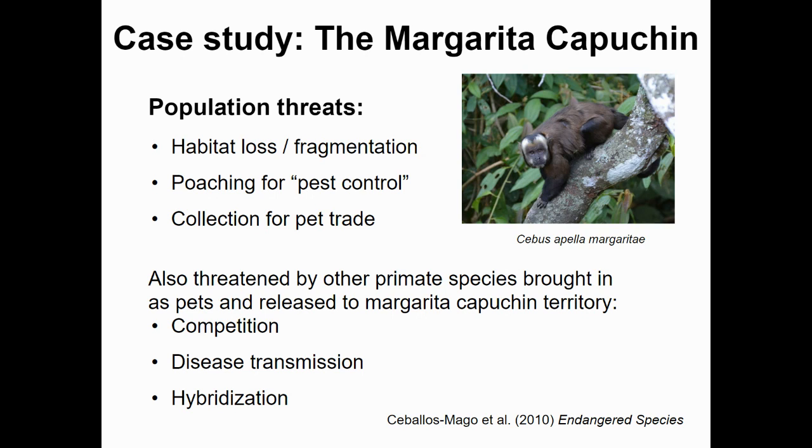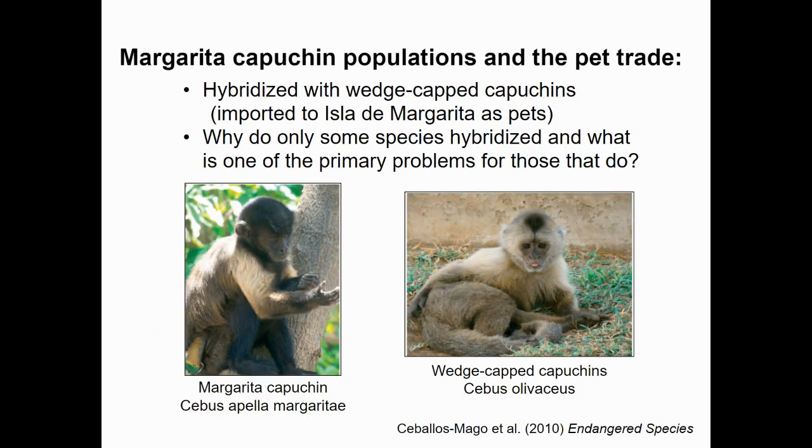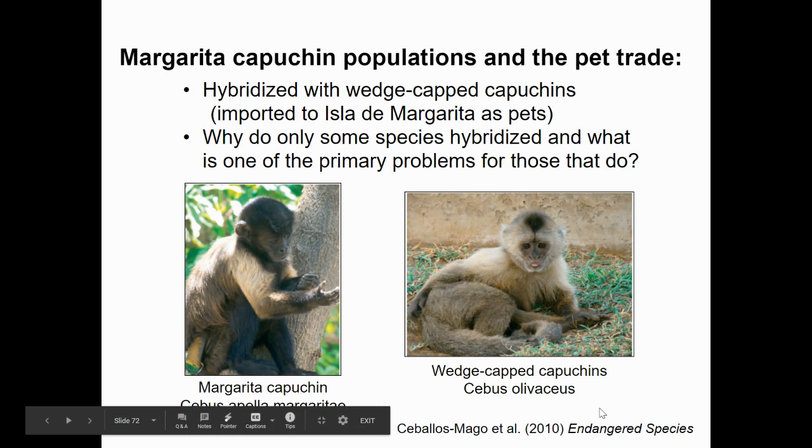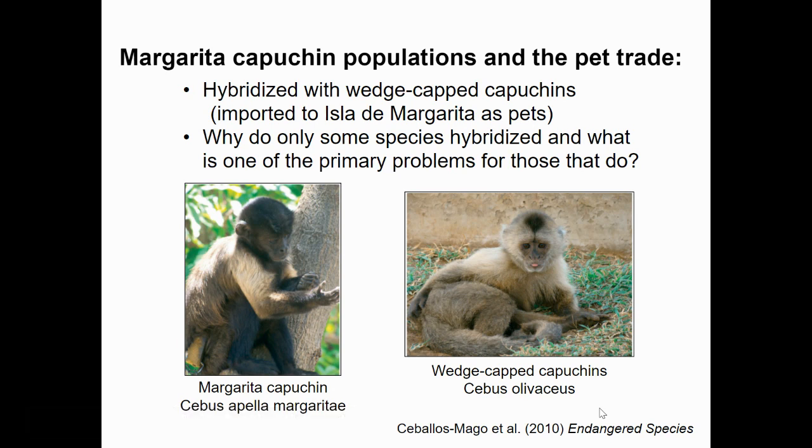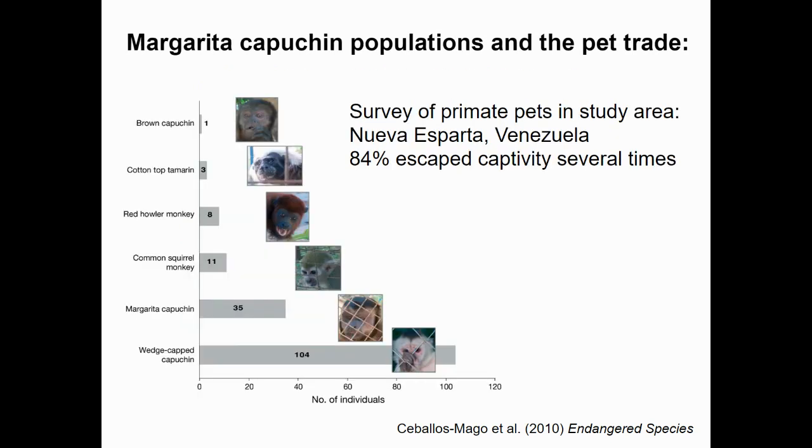They're also collected for the pet trade because they're pretty darn cute, and threatened by other primate species that were brought into that area as pets and then released into their natural environment. So again, if they were the only kind of monkey species there, they struggled with competition, with disease transmission, and then hybridization. They started mating with those animals that were brought in. So the purebred Margarita capuchins were mating with, for instance, the wedge-capped capuchins, and those hybridizations are a mix of the two characteristics, but it takes away the unique characteristics of the individual species.